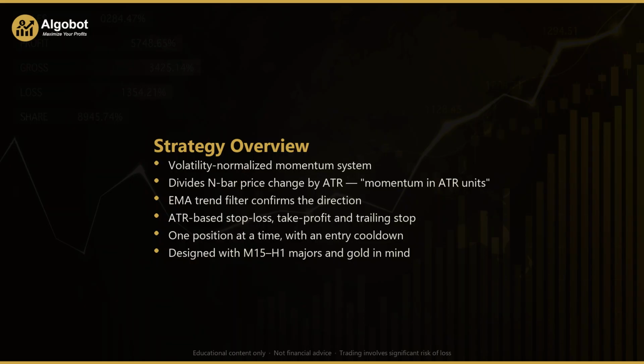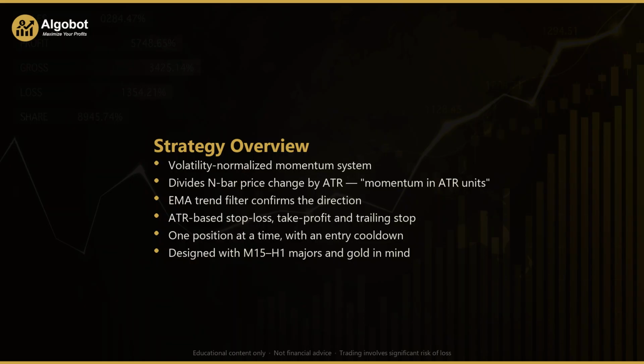Because the reading is scaled by volatility, the same numeric threshold stays meaningful across foreign exchange majors, gold, and index markets, and across both calm and volatile conditions. On top of that normalized momentum, the strategy adds an exponential moving average as a trend filter. A long position is only considered when price is trading above that moving average, and a short position is only considered when price is trading below it. This keeps entries aligned with the broader direction rather than working against it.